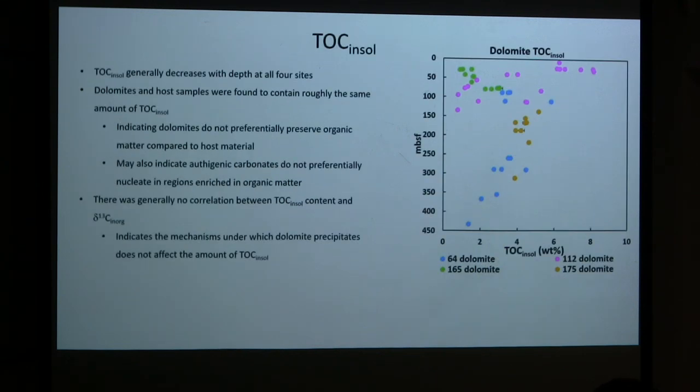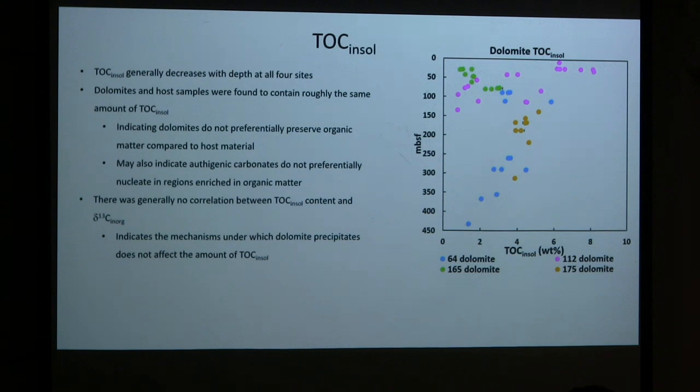Total organic carbon with depth, they decrease for all four sites and looking at individual sites. Dolomites and host samples were found to have about the same values. And so again, this shows that these dolomites don't preferentially preserve organic matter like we thought they might. And this may also indicate that these authigenic carbonates don't preferentially nucleate in regions that are high in organic matter.